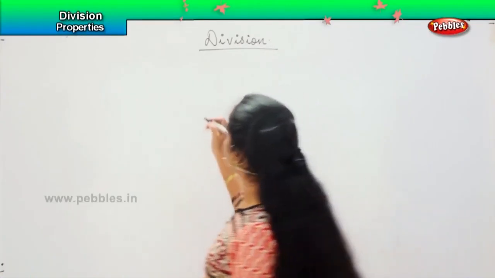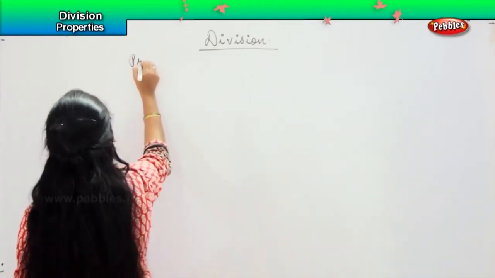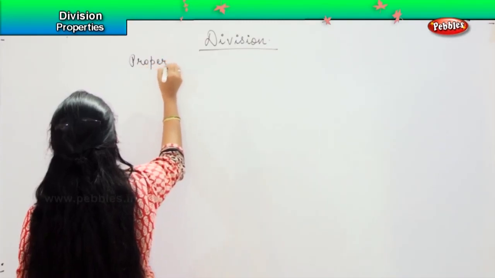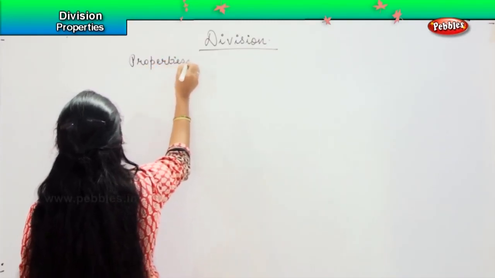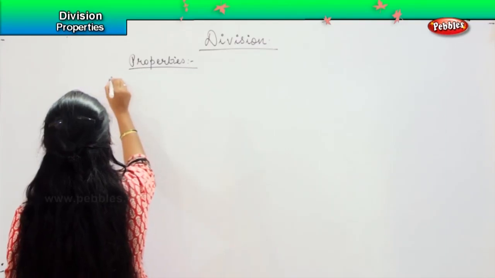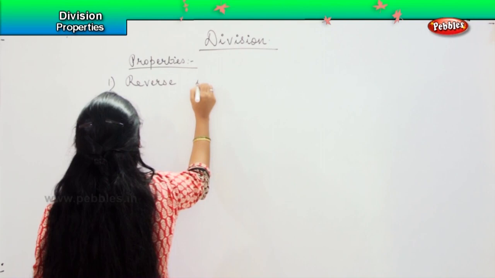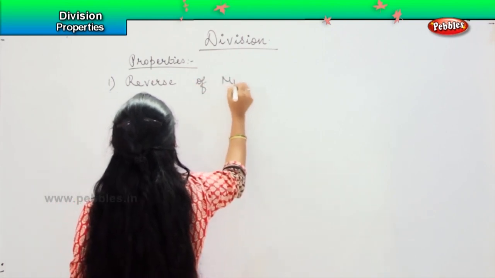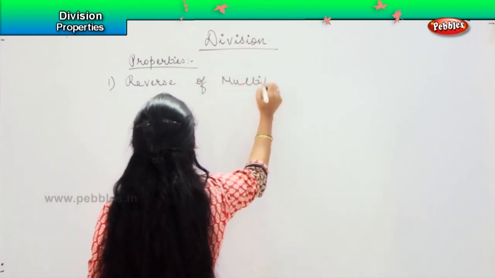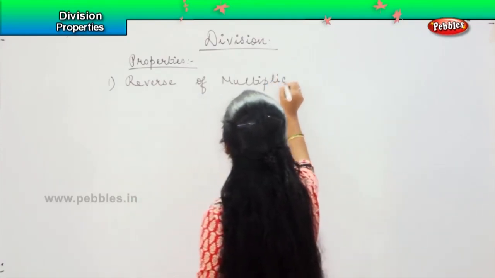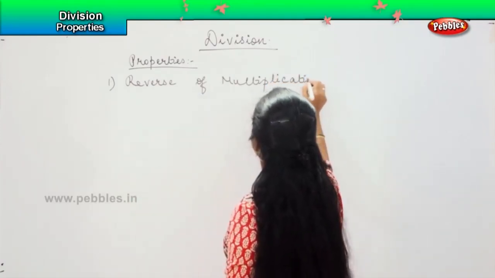Now the next one we are going to learn is properties of division. Okay. So the very first property is it is the reverse of multiplication. So what do you understand through this point, children? It means that it is just the opposite of multiplication.